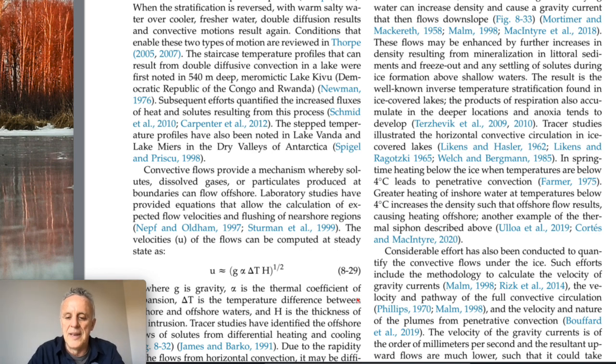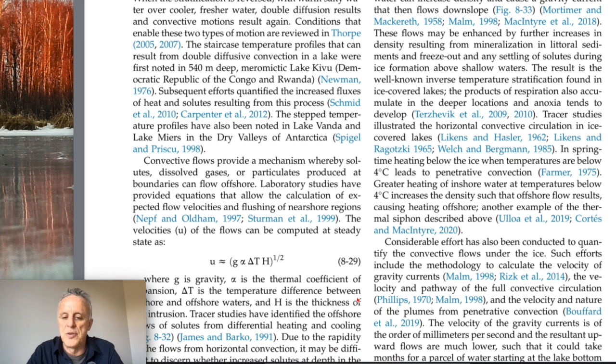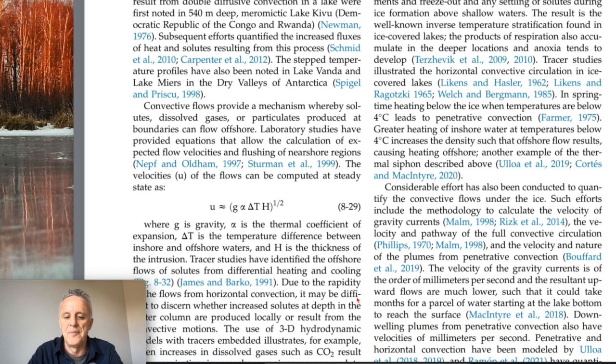In springtime, heating below the ice when temperatures are below 4 degrees centigrade leads to penetrative convection. Greater heating of inshore water at temperatures below 4 degrees C increases the density such that offshore flow results, causing heating offshore, another example of the thermal siphon described above.